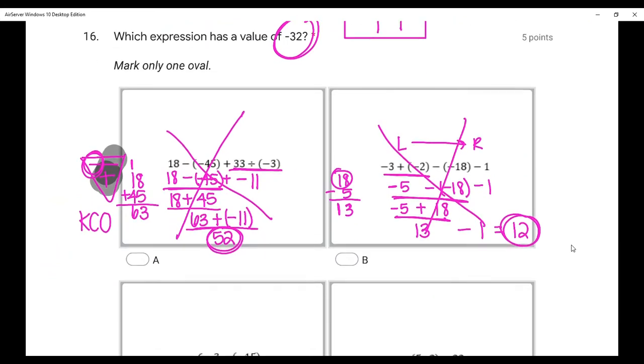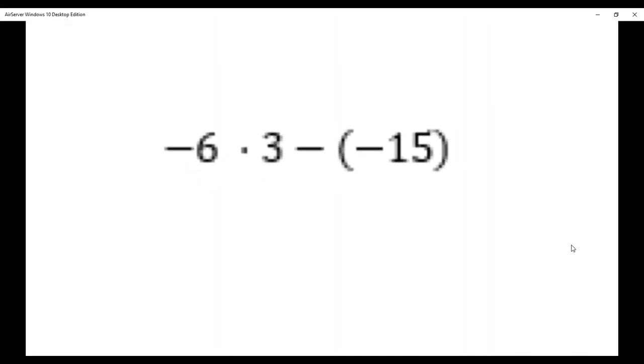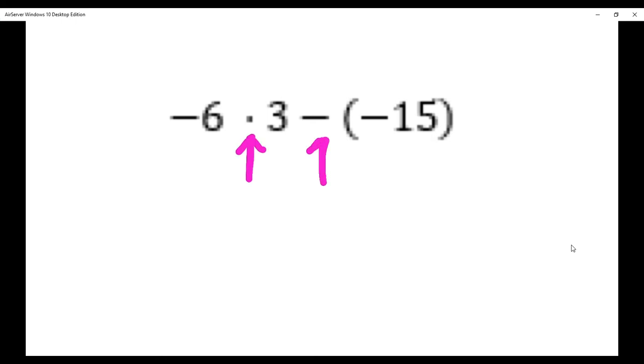I told y'all this was mean, y'all. They make you do 4 problems in just one. Okay, this time I've got a multiplication and I've got a subtraction. Multiplication comes first, according to GMDOS.